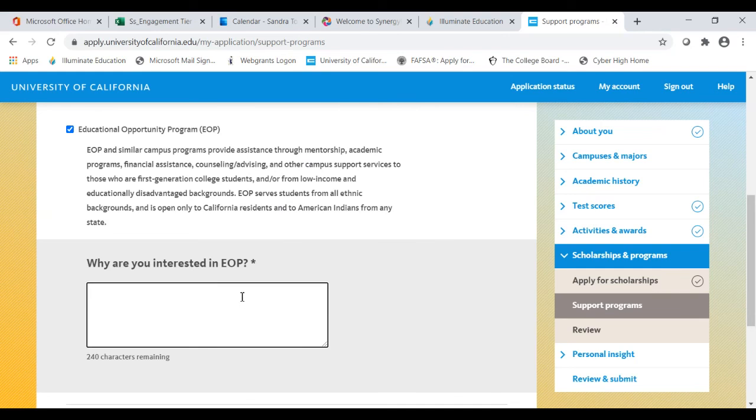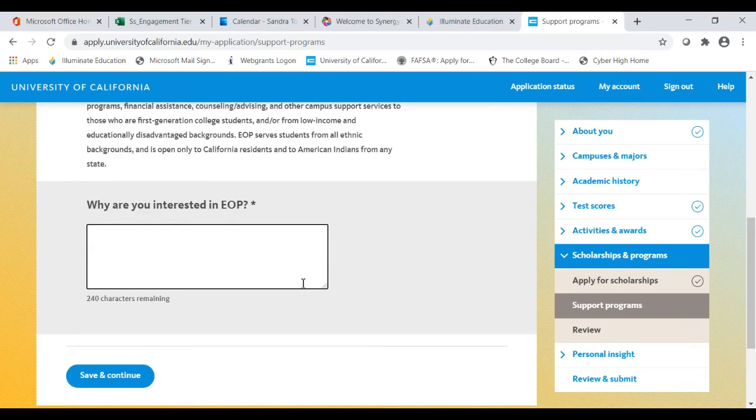For example, if you took advantage of tutoring, Think Together, or counseling, these are all things that helped you be successful in high school. Those are all good reasons that would help you be successful in college as well. So you want to enter all those things, all those reasons.